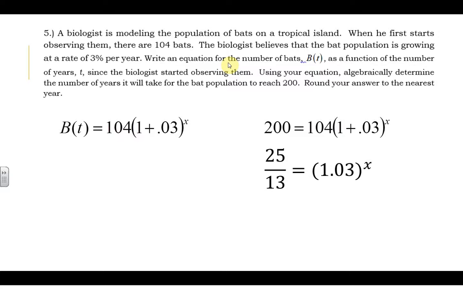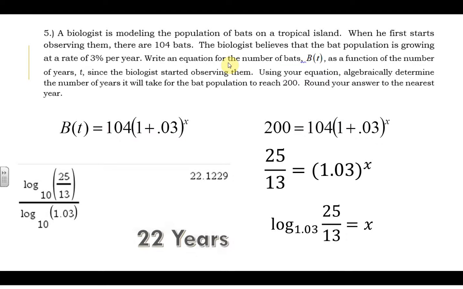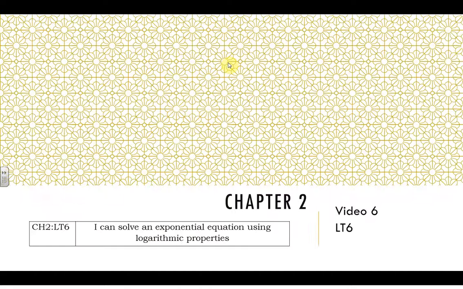Simplified. Don't freak out. And now that we have 1.03 to the t equals the fraction, we are going to switch it to a log and type it in. And then round to the nearest year, so that would be 22 years. And that's your answer.